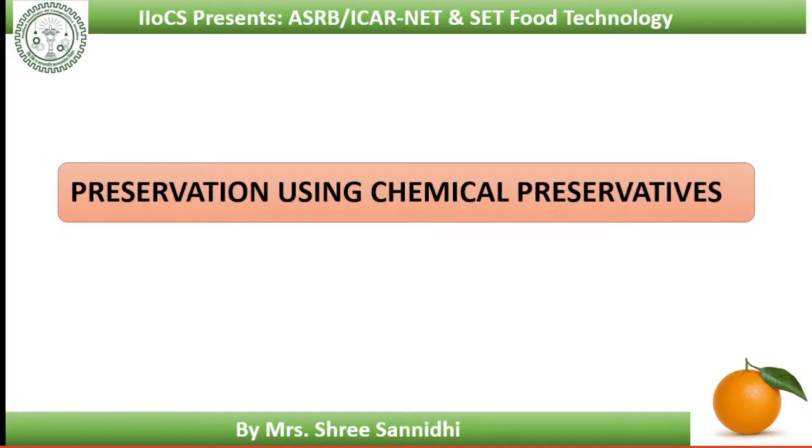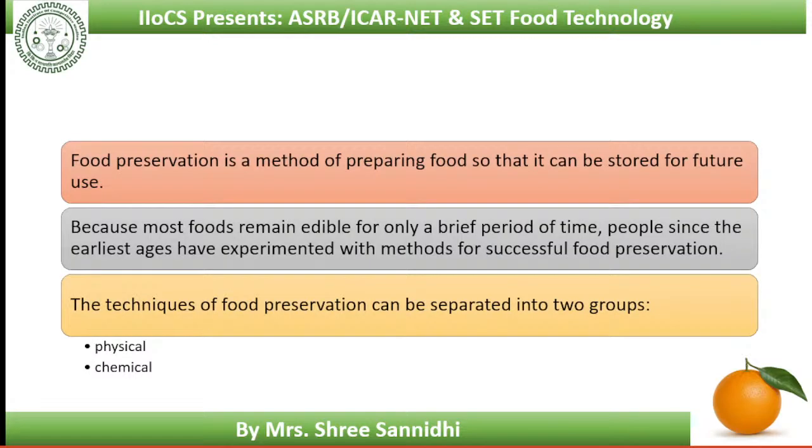Okay, that's fermentation as a preservative. Next is preservation using chemical preservatives. Food preservation is a method of preparing food so that it can be stored for future use. We all know that. Because most foods remain edible for only a brief period of time, people since the earliest ages have experimented with methods for successful food preservation.